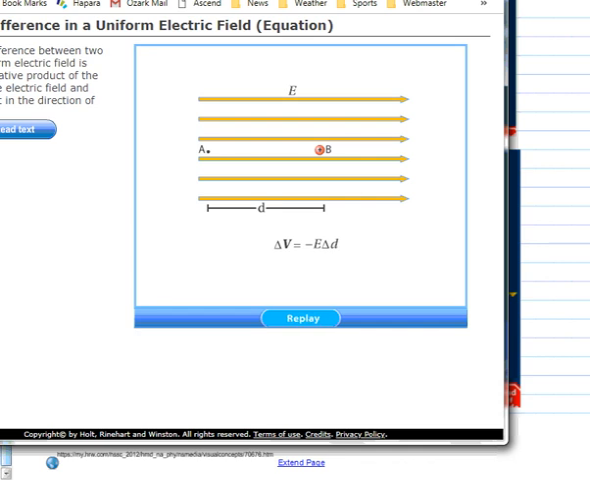So again, if we moved our charge perpendicular here, even though there's a distance, there's no change in energy. But if I move it parallel, with the field or against the field, then there's a change in potential energy.